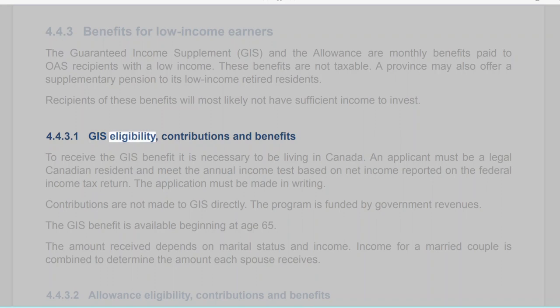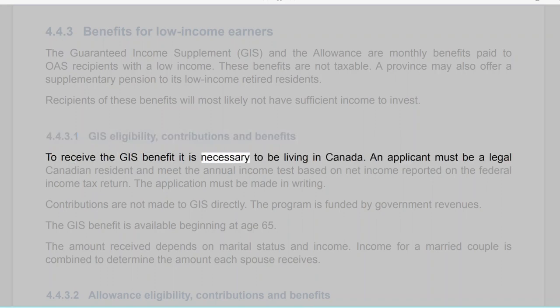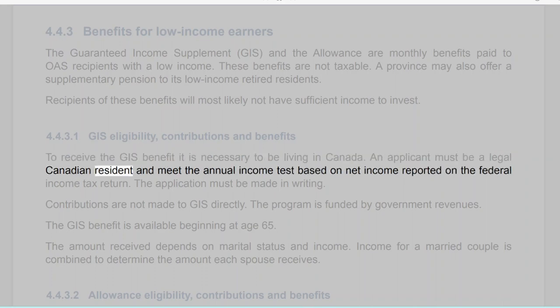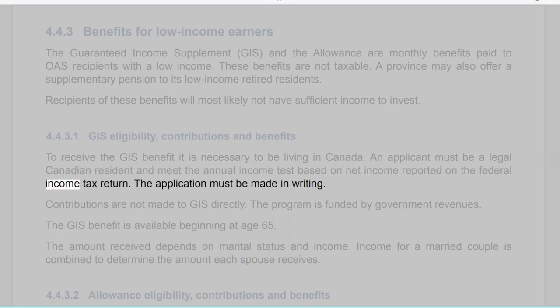4.4.3.1 GIS eligibility, contributions, and benefits. To receive the GIS benefit, it is necessary to be living in Canada. An applicant must be a legal Canadian resident and meet the annual income test based on net income reported on the federal income tax return. The application must be made in writing.